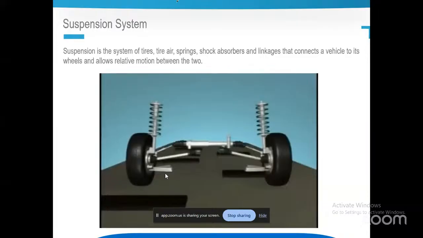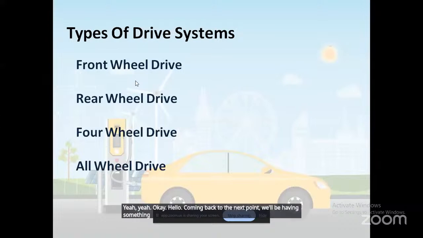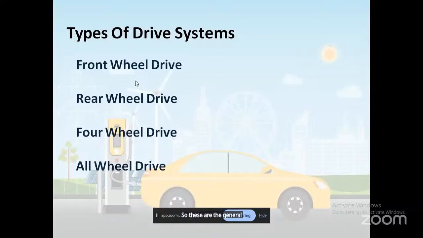Okay. Coming back to the next point, we'll be discussing the different types of drive systems. Whenever I am reading questions in the chat box, one of our friends asked: sir, can we give power to the front wheels only, or to the rear wheels only, or to all wheels? These are the general doubts we get. Let me clarify them.